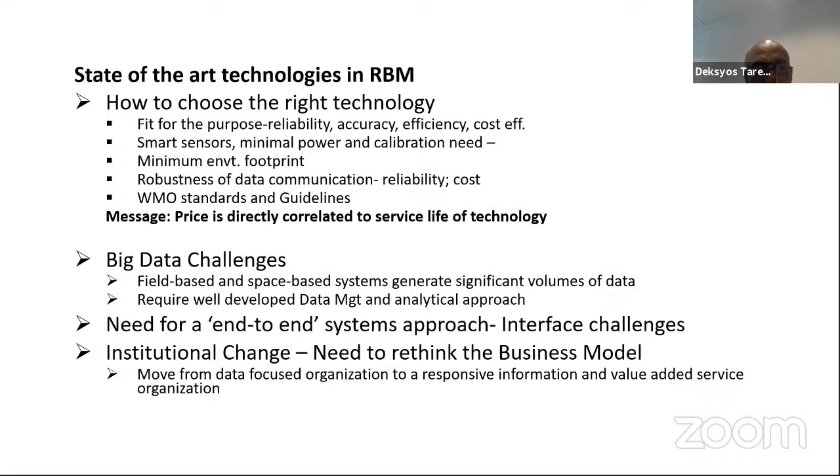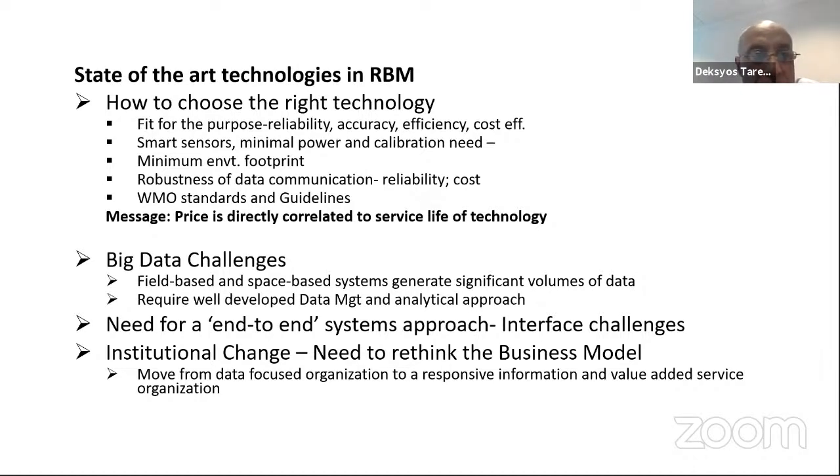Nowadays, it has been said that smart sensors are there, which require minimal power and calibration, because for river basin management, especially in the Nile Basin, the availability of power is limited. So with minimum power, the sensors could sense the data and log the data for a longer period. Of course, now the environment has to be considered in every aspect. This technology could bring in hazardous chemicals or whatever to the environment, so it should have a minimum environmental footprint.